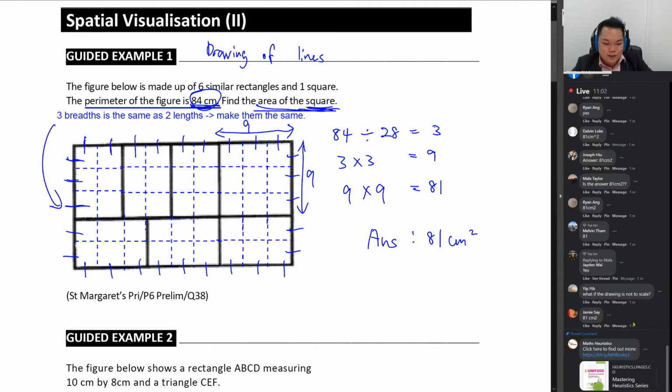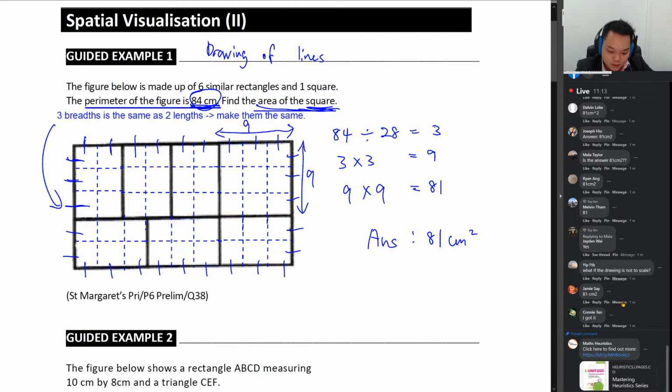Yeah, Jamie. What if the drawing is not to scale? Okay, what if the drawing here is not to scale? You want to try to redraw it to scale then.